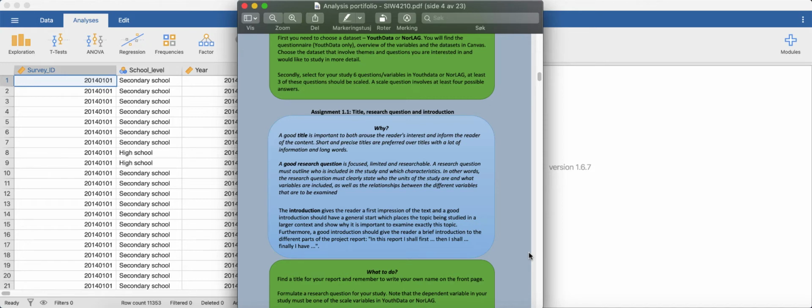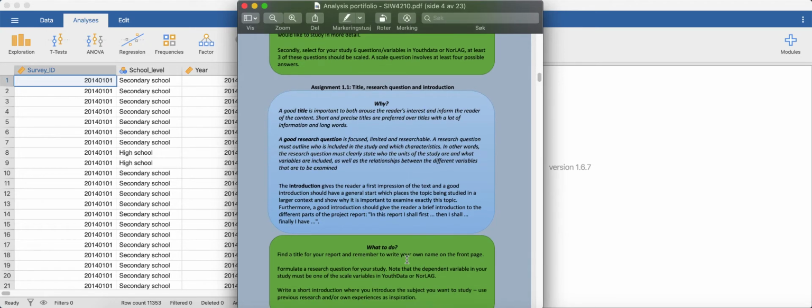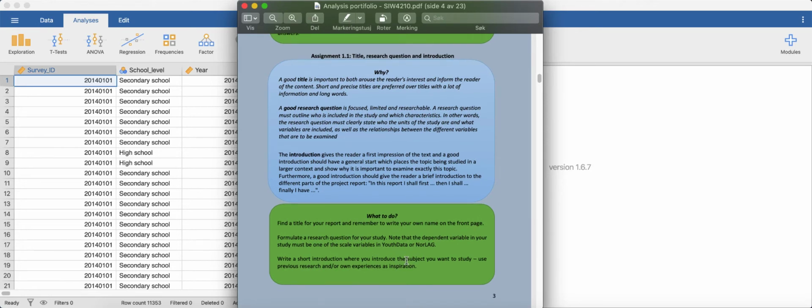The introduction gives the reader a first impression of the text, and a good introduction should have a general start which places the topic being studied in a larger context and shows why it's important to examine exactly this topic. Furthermore, a good introduction should give the reader a brief introduction to the different parts of the project's report. In this project report, I shall first, and then I shall, and finally I have. You can call it a project, an article, paper, whatever you like, but that is generally what you should include in the introduction. So what to do?